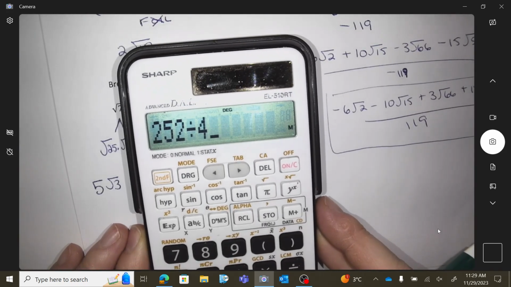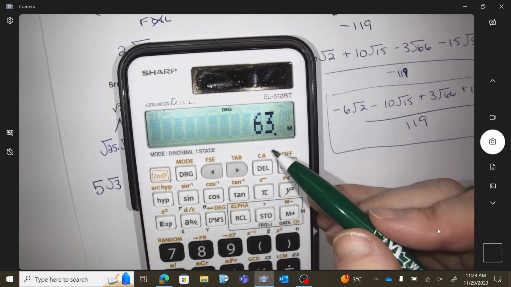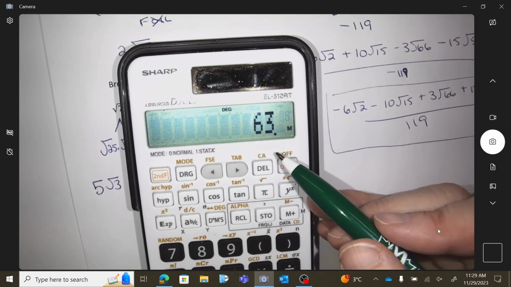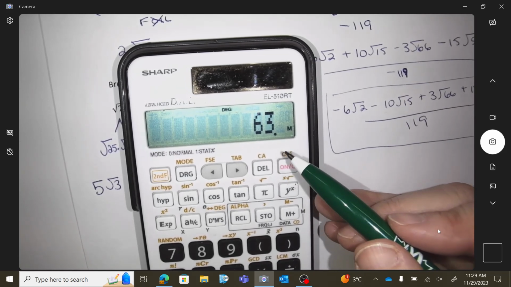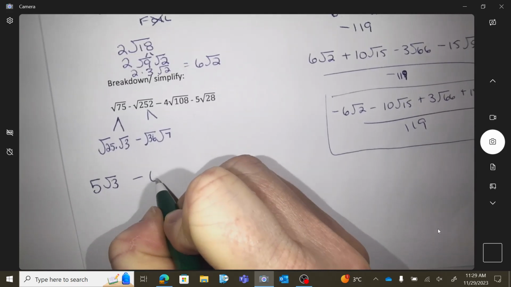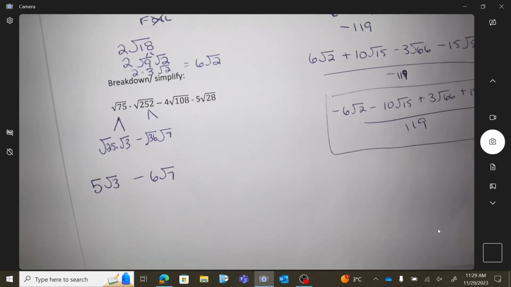Look at this. It is divisible by 4, but look at the 63. 63 can be divided by another magic number. So therefore, I know there's more. So then I try to go more magic number. Minus 6 root 7.